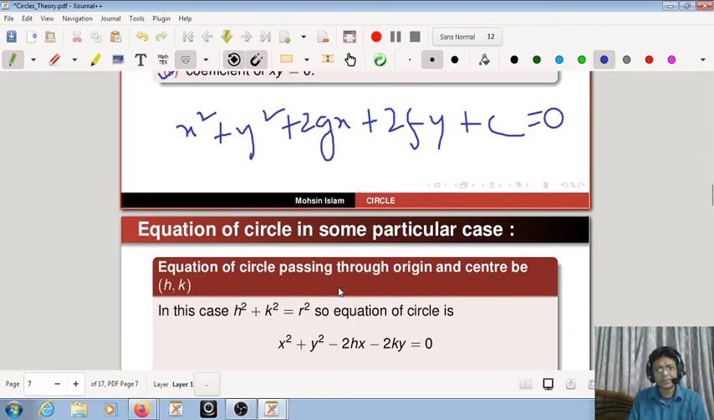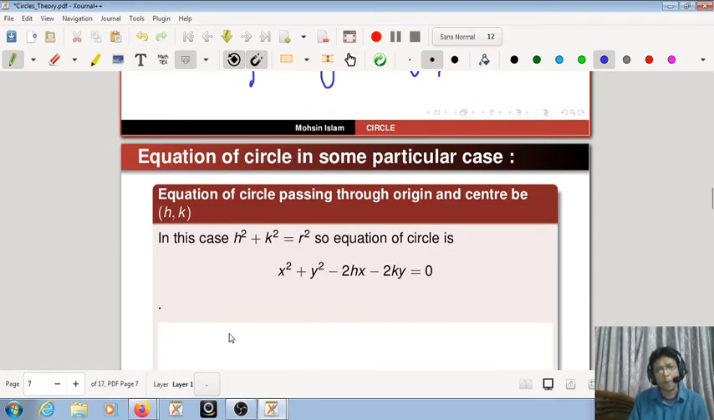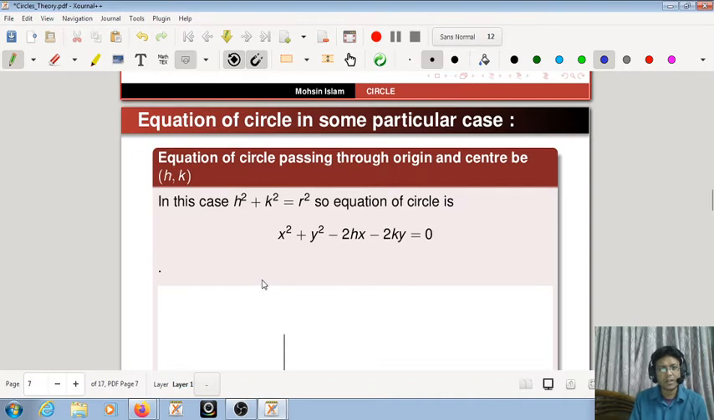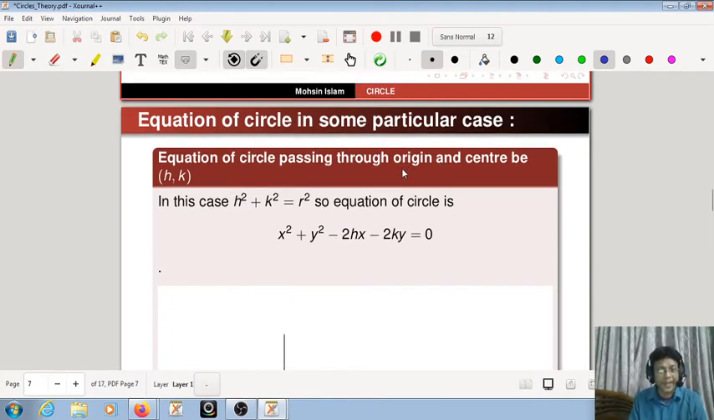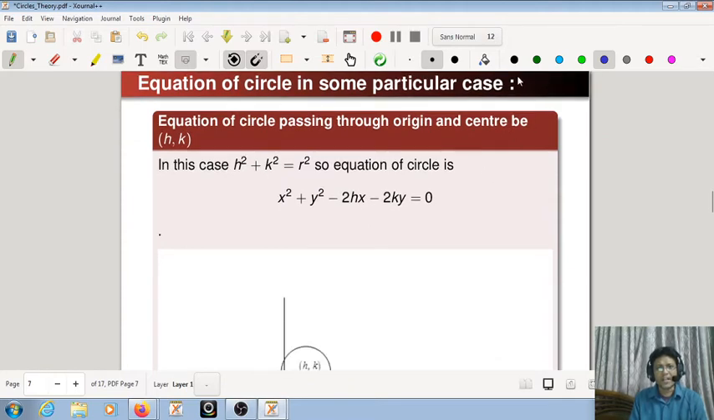Next, I will talk about some particular cases, a very important case you will find while you are solving problems. When you encounter problems, you will have some cases, so I will talk about those cases. First case is the equation of a circle passing through the origin with center (h, k).